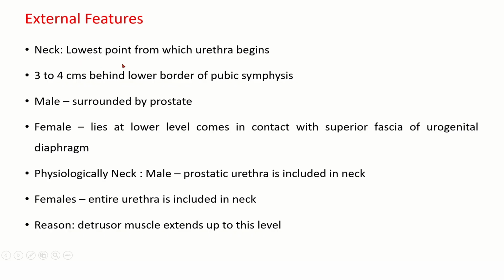Neck: it is the lowest point from which the urethra begins, 3 to 4 centimeters behind the lower border of the pubic symphysis. This is the normal adult position. In males, it is surrounded by the prostate. In females, it lies at a lower level and comes in contact with the superior fascia of the urogenital diaphragm.